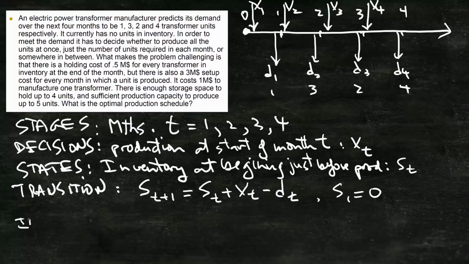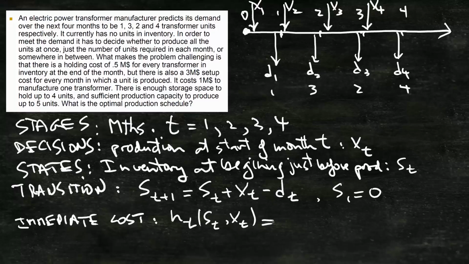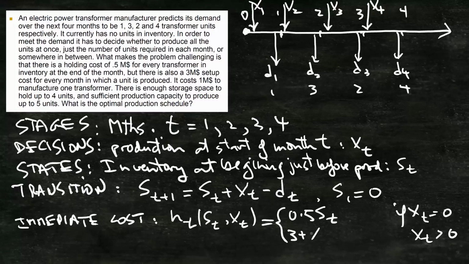Now let's deal with the immediate cost, which we designate as HT of ST, XT. It's a combination of the holding cost, the inventory cost, and the setup cost, which depends on whether there's any production at all. So if XT is equal to 0, then it will just be 0.5 ST. But if XT is greater than 0, then we have to pay $3 million plus $1 million for every unit that we produce, plus 0.5 ST.